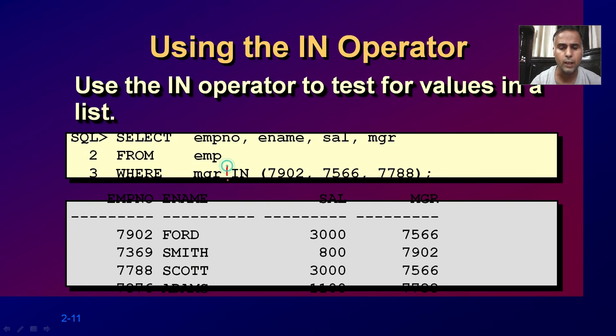Here we have used the IN operator. MGR is the manager number. These are the three manager numbers. We want to print the employee number, employee name, salary, and then manager number. The IN operator tests for values in a list or not. I hope it is clear to you.